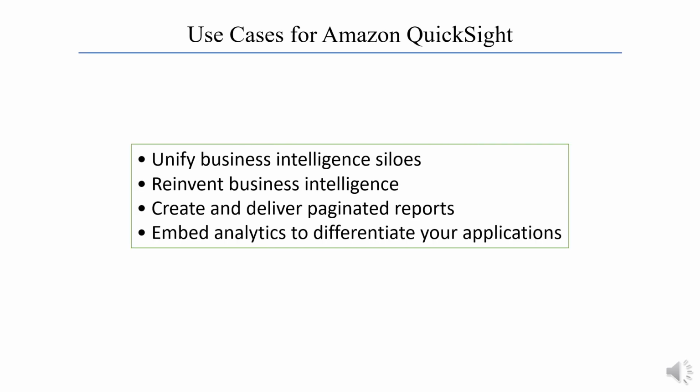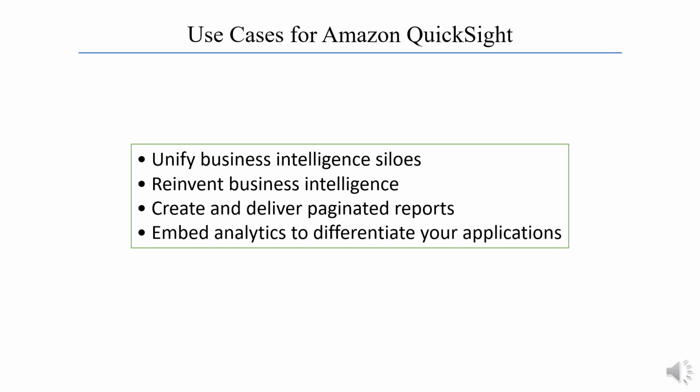Now let's talk about the use cases for Amazon QuickSight. Amazon QuickSight supports the following use cases, which cover the needs of a broad spectrum of customers: unify business intelligence silos, reinvent business intelligence, create and deliver paginated reports, and embed analytics to differentiate your applications. Let's talk about each of these use cases for Amazon QuickSight.